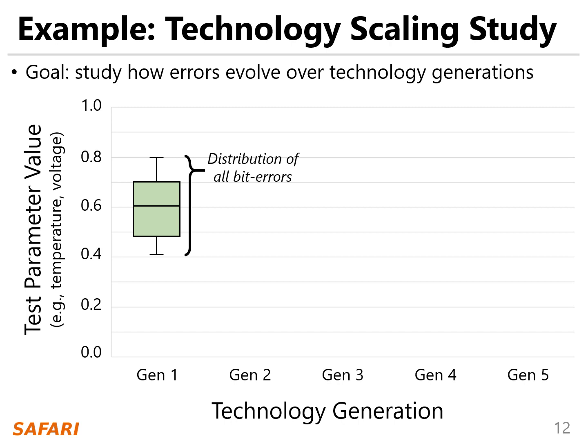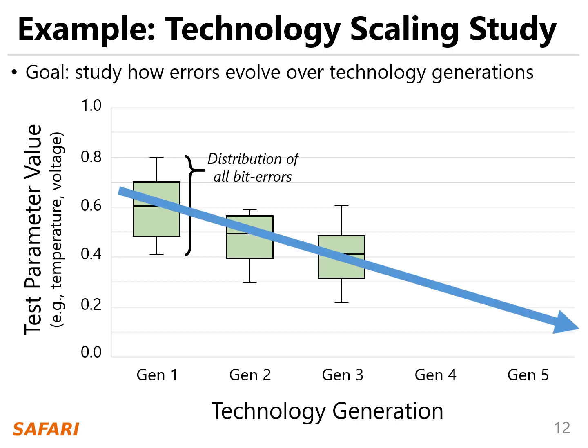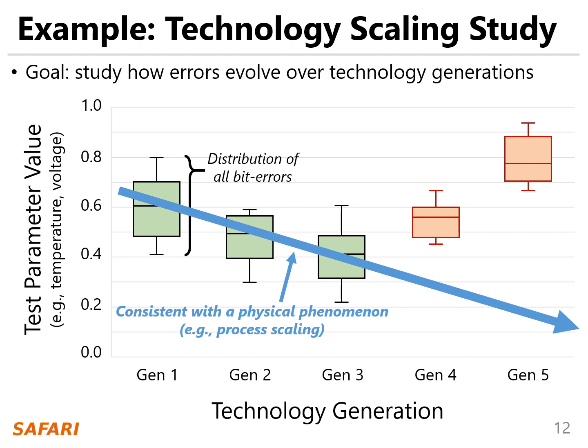Now if we go ahead and make a measurement of Gen 2 and Gen 3 devices, we see that these follow values that are lower on the y-axis. And so we observe some sort of trend here, which is going downward across generations. Now, this might be consistent with a particular physical phenomenon that we're aware of. For example, this might make sense because of process technology scaling. So if we go ahead and make a measurement of the Gen 4 and Gen 5 devices, we actually see that they diverge from this trend that we're expecting.